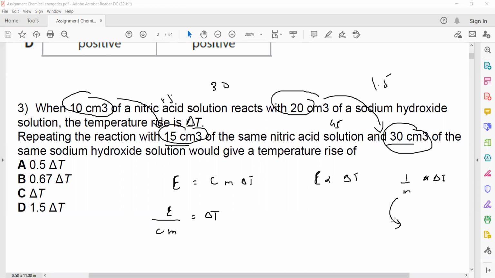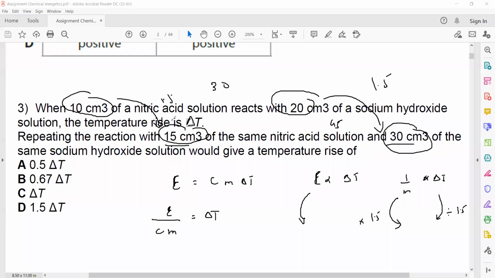So what happened to mass? The mass increases, because the original mass was 30, the new mass is 45. So mass also increases by 1.5 times. So the temperature change will decrease by 1.5. But due to the amounts, as we increase the amount, energy is released, because the total amount which we use is 1.5 times the original one.